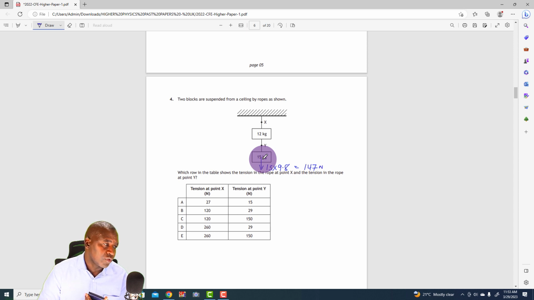In other words, the earth pulls this block downwards. This string here also pulls it upwards with a certain amount of tension in string Y. And the same string or rope pulls this 12 kg block with the same amount of force, Ty. But when we look at the 15 kg mass, there are just 2 forces acting on it: the tension in the rope acting vertically upwards and the weight of the block. So this tells us that the tension in the rope Y is 147 newtons.